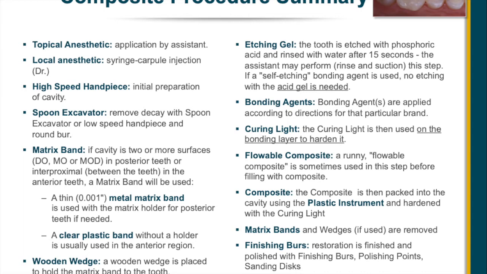The composite is placed, then the matrix band and wedges are removed. Finishing burrs, the filling is shaped and polished, and then the bite is checked with articulating paper. And sometimes the bite will be checked between the polishing step and the finishing step. So the finish and shaping will happen before the articulating paper, and then following the articulating paper, the polishing burrs. That's a general overview of how most composite fillings will be accomplished.